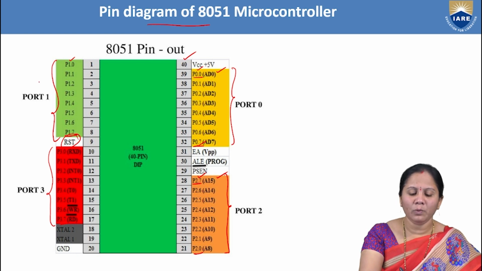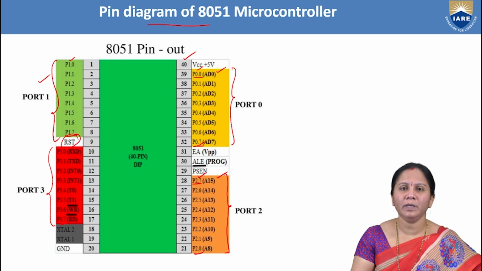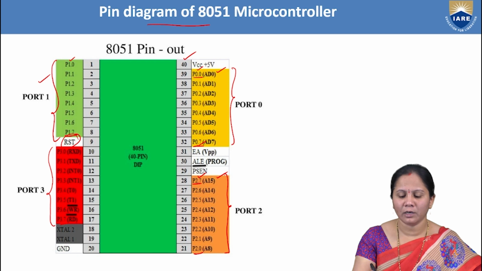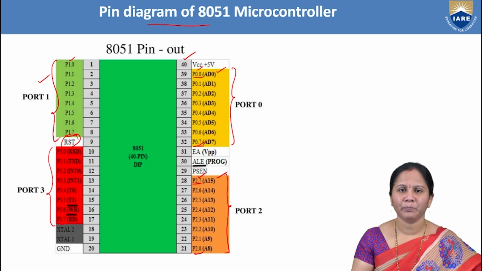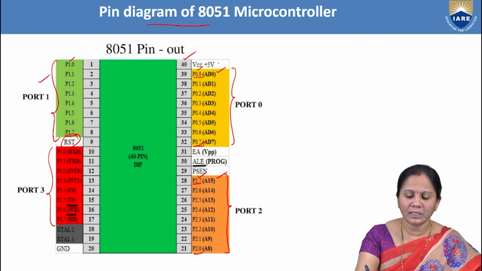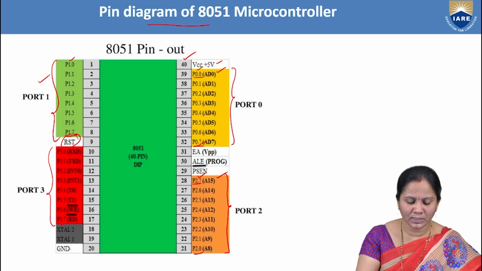And only one port, that is port 1, has a single operation. That means port 1 pins are used only as IO pins. It does not have 2 functions like port 0, port 2 and port 3. Port 1 is meant for a single purpose, so they can be used only as IO pins. So totally these are all the pins. And we can see here VCC, the power supply, and also ground.